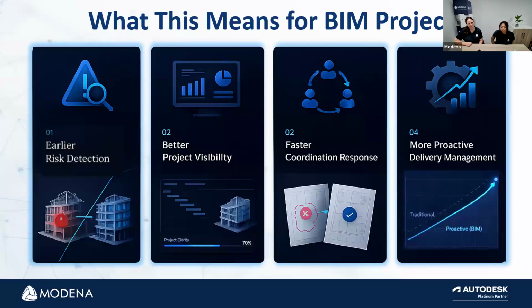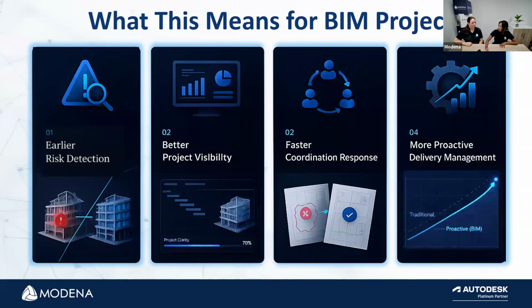So now, what does this mean for BIM projects? What does Modena IQ mean for BIM projects? It means, as I've been reiterating throughout our presentation, earlier risk detection. It means better project visibility. It means faster coordination responses and more proactive delivery management. So essentially, like you said, this is a risk management process.